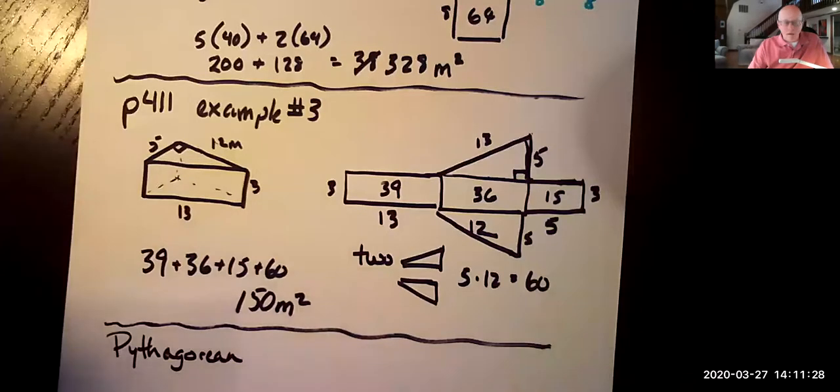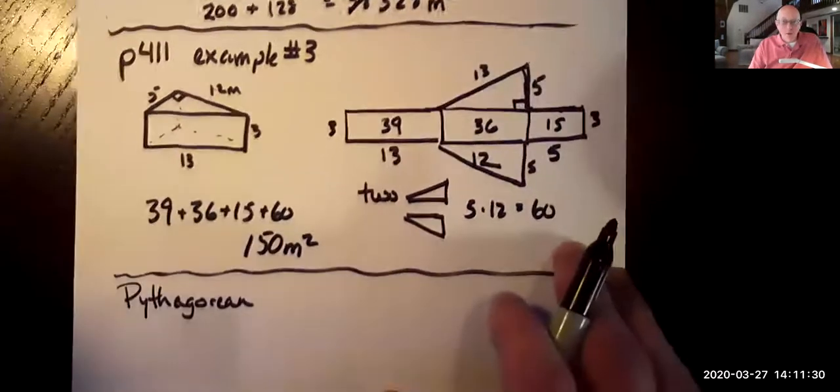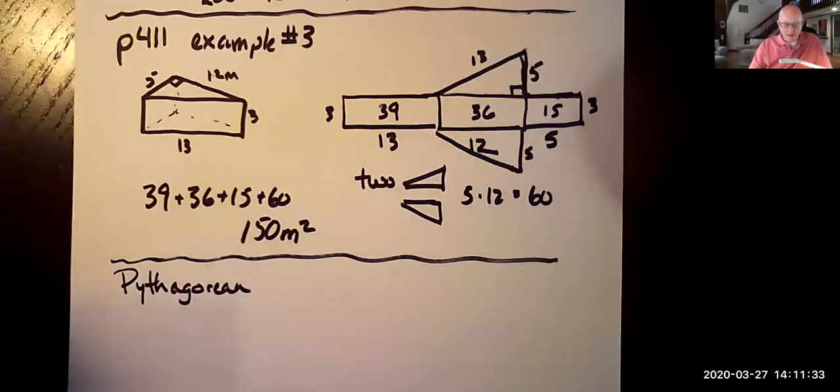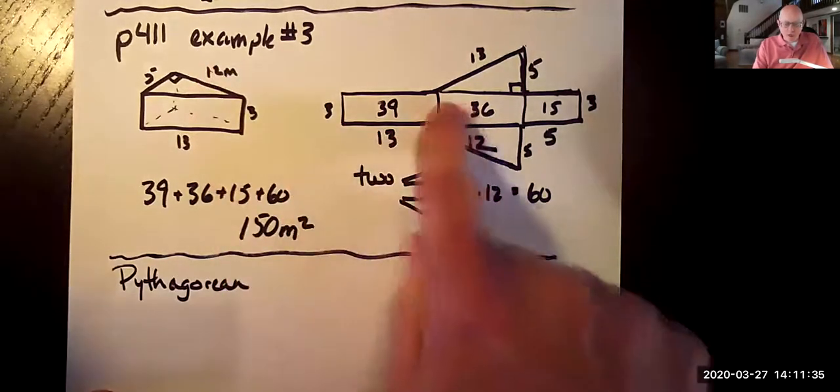Hi. So I promised you a little review of Pythagorean theorem. So let's do that. I want to go back to the paper that I was using before in the last video. All right, so in this last problem that we just did, example 3, there's a right triangle here.